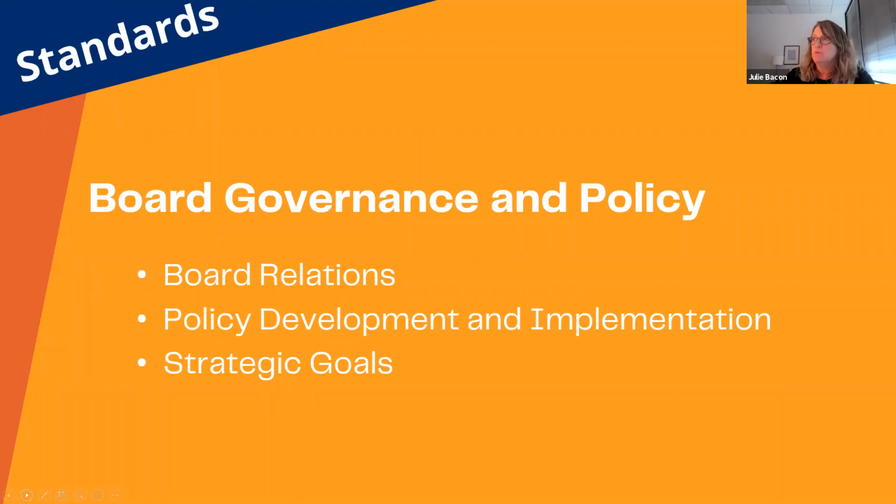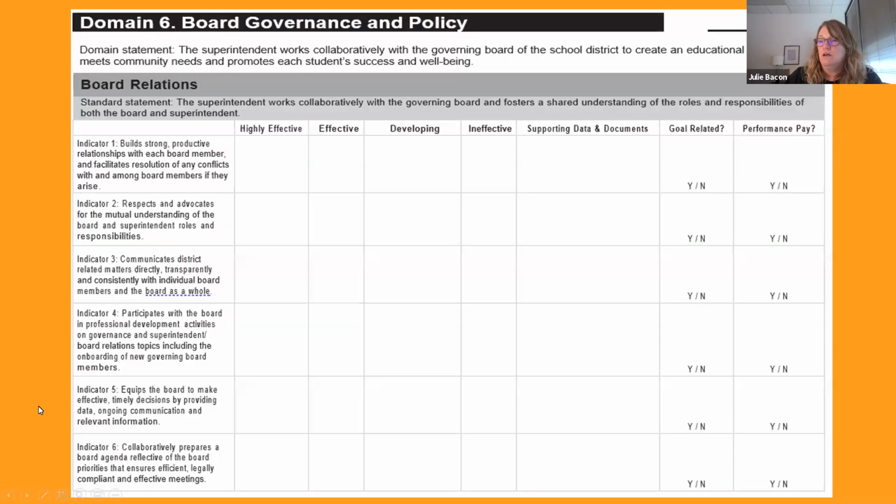And then domain 6 is board governance and policy. So this is that piece that we're looking at: board relations, policy development and implementation, and then strategic goals. And here is one of those. The board relations standard has 6 indicators. And we tried really hard to not have 6 because that's a lot, but we thought this really encompassed the superintendent's responsibility in terms of the board. So we have that.